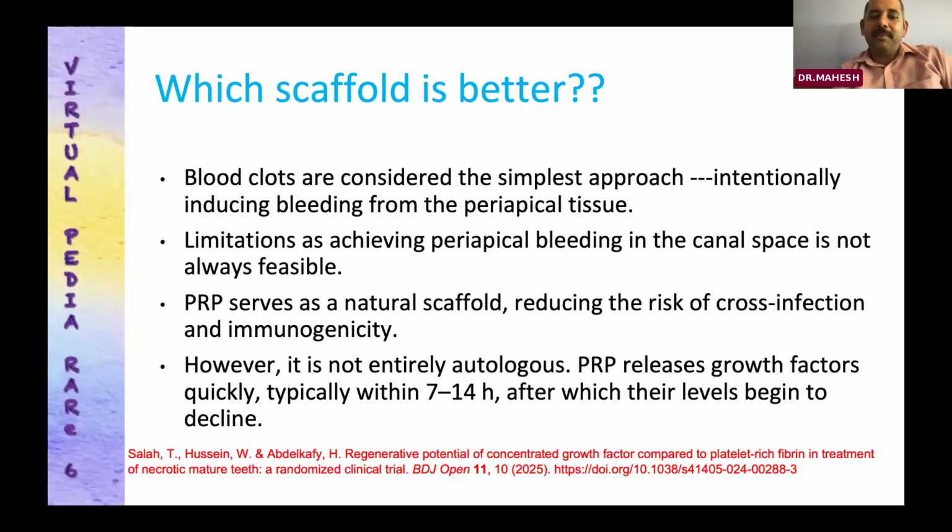We did some PRP procedures. So PRP is a natural scaffold. It reduces the risk of cross-infection and immunogenicity. However, it is not entirely autologous. PRP releases growth factors, but that quickly goes off in a time frame of 7 to 14 hours. So after 7 to 14 hours, the growth factor release from a PRP is going to be very less.